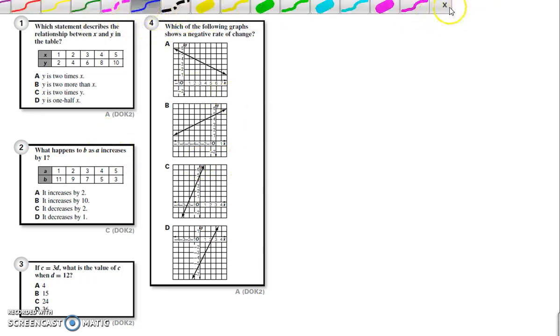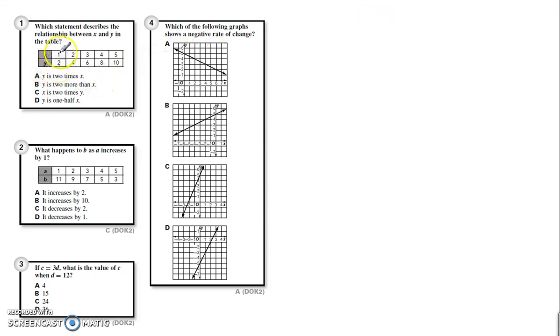Okay, number 1. This one's pretty easy. You can see y is 2 times x. Number 2, what happens to b as a increases? Okay, a is increasing by 1. B is decreasing. Okay, you can see it's decreasing here by 2.